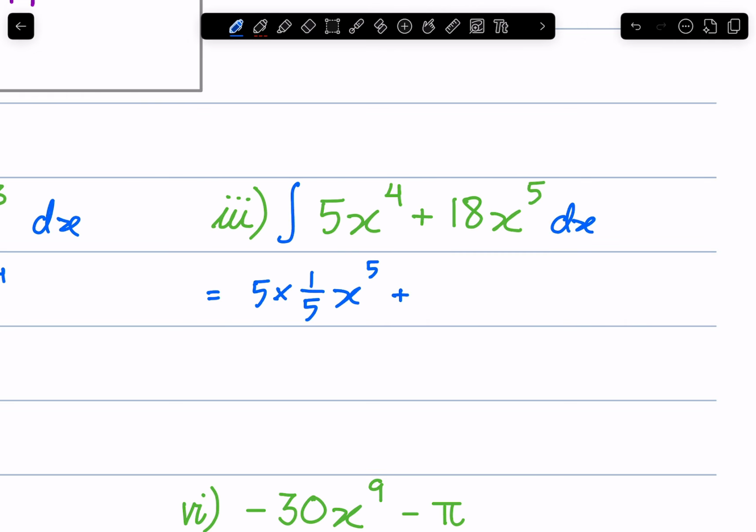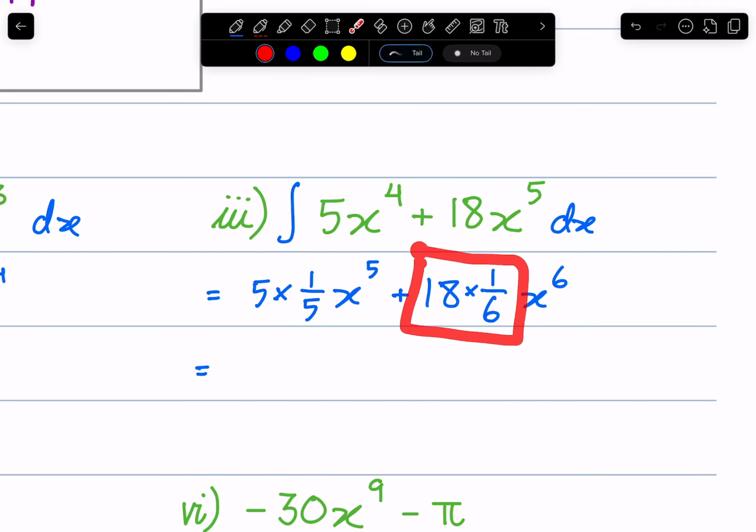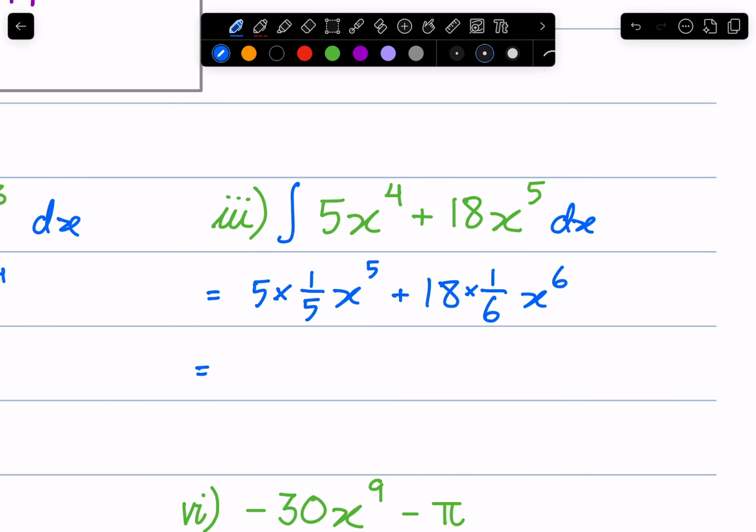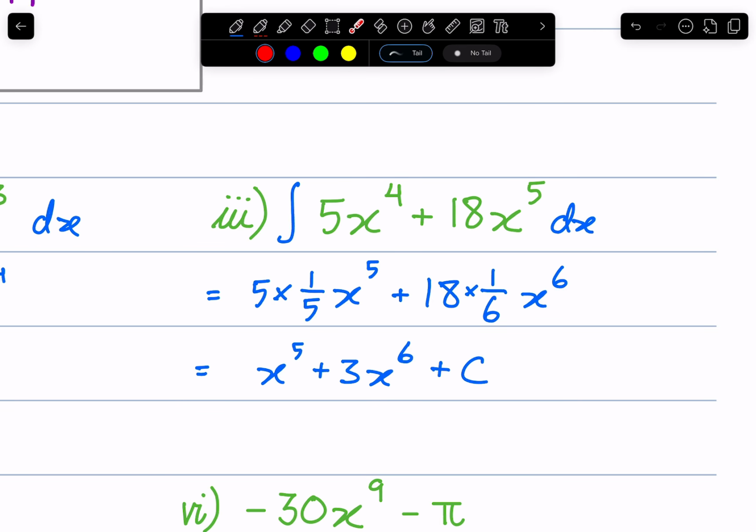Once again here, plus 18 times x to the power of 5, increasing the power by 1, and then dividing by the new power. And once again, highlighting this step here could have been skipped and moved straight away into this final line. So 5 times 1/5 is 1, so x to the power of 5. 18 times 1/6 is 3, so x to the power of 6 plus c. So you could have very well gone from this step to this step in one go.